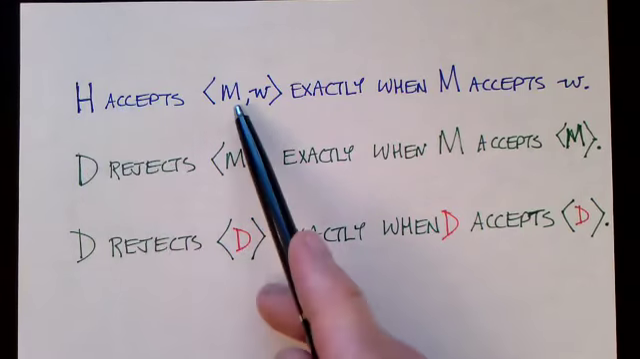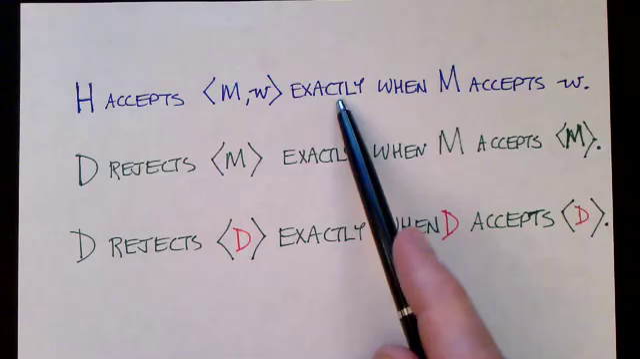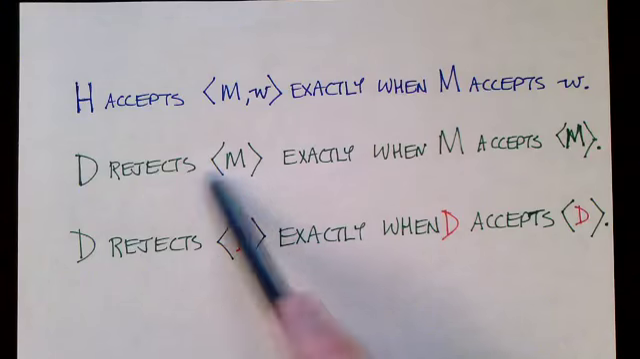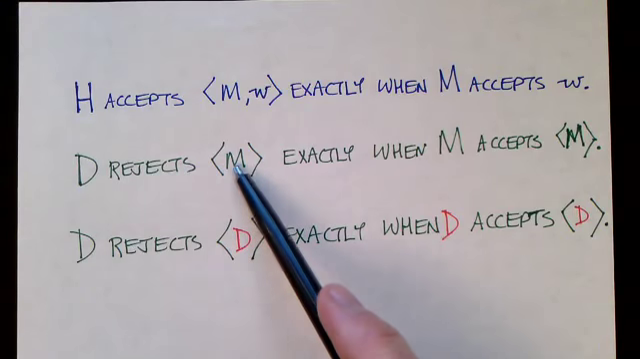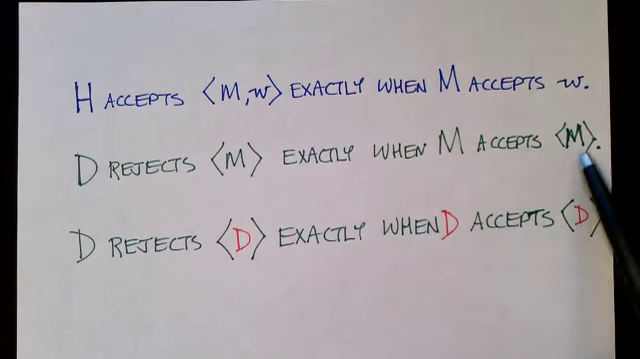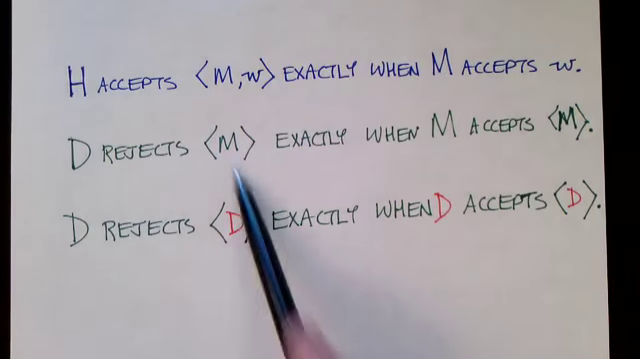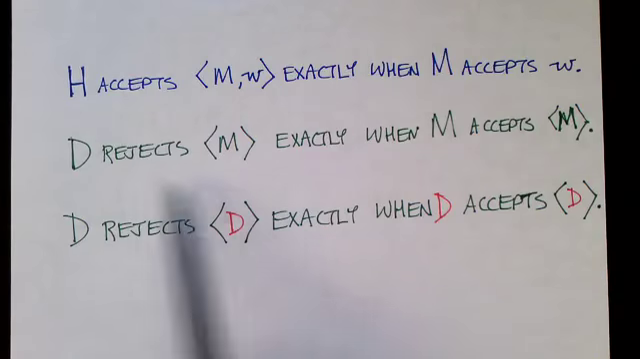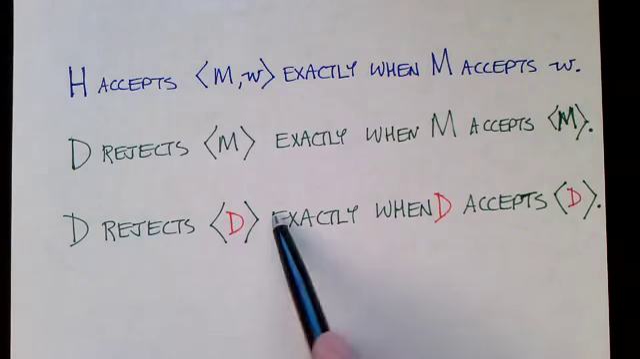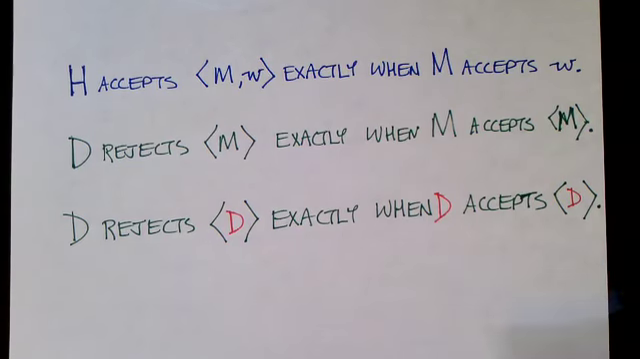So let's try to say it again. H, what does H do? Passed a machine description and a string, it accepts exactly when M accepts W. And so now D rejects on a description of M exactly when M accepts on a description of itself. And so substituting D for M, in other words, running D on a description of D itself, D rejects exactly when D accepts. So there's a contradiction there.